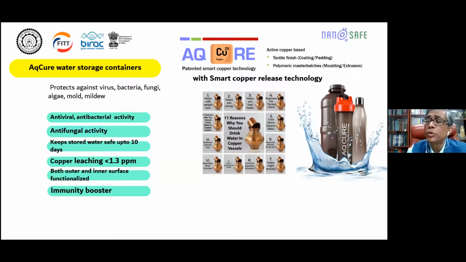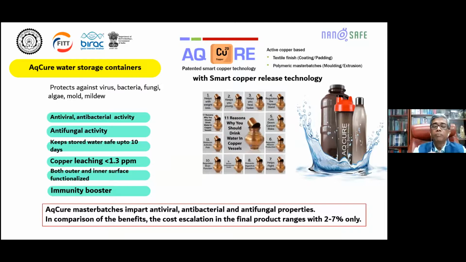Most probably it is just 2 weeks back which has been commercially publicized. It is called Acure. It is a copper based master batch which has been used for antiviral, antibacterial and antifungal properties. So you have a container where the water is going through the filtration. This is what I say, the copper release technology we were using in the old days. You can see there are copper glasses and containers we like to have water. The same technology has been utilized in a much more advanced manner with the polymer master batch.